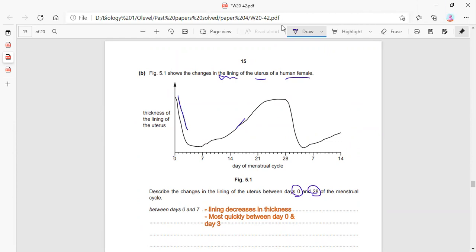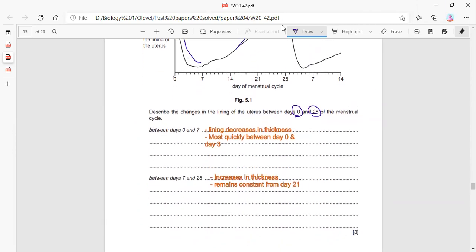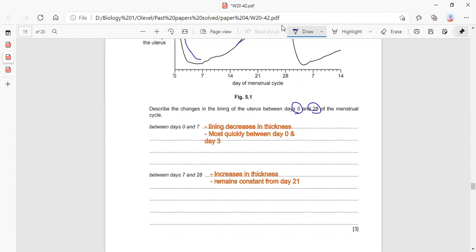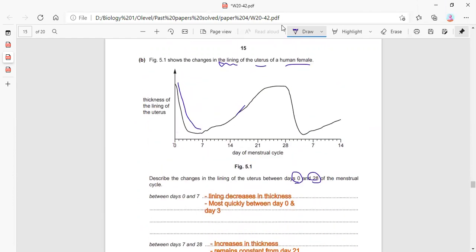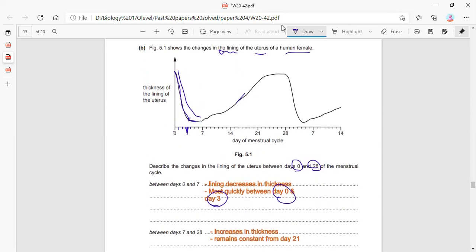The lining decreases in thickness. I have three marks, so try to write two points. The lining decreased. The decrease was very fast from day 0 to day 3, and then it became gradual. So the lining decreases in thickness, most quickly between day 0 and day 3. What about between 7 and 28? There is a gradual increase in the thickness of the lining.